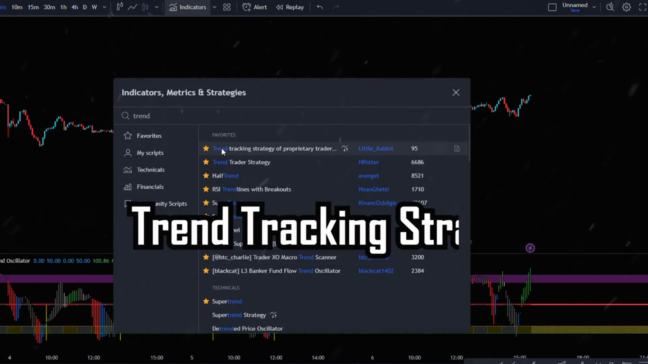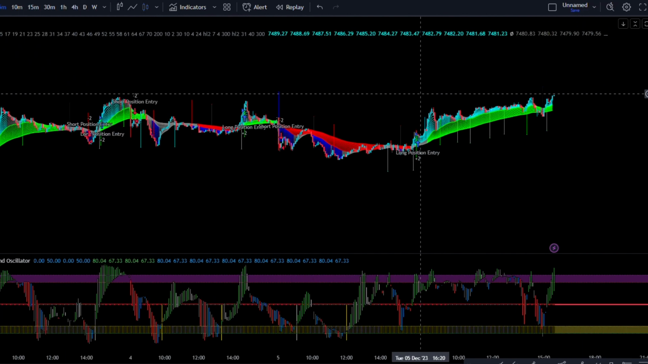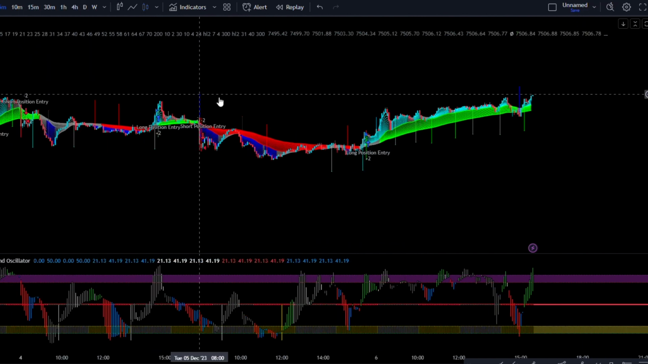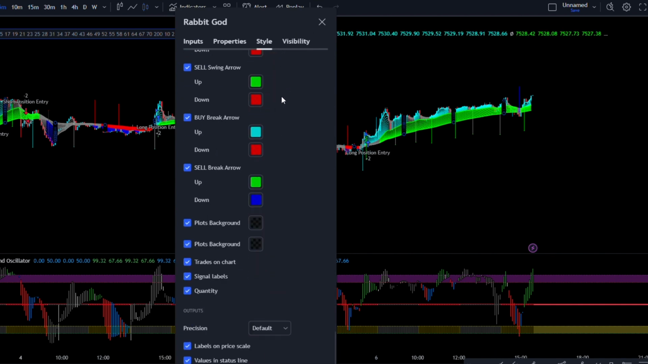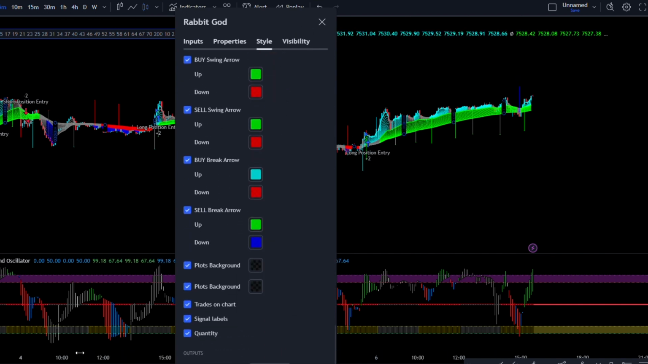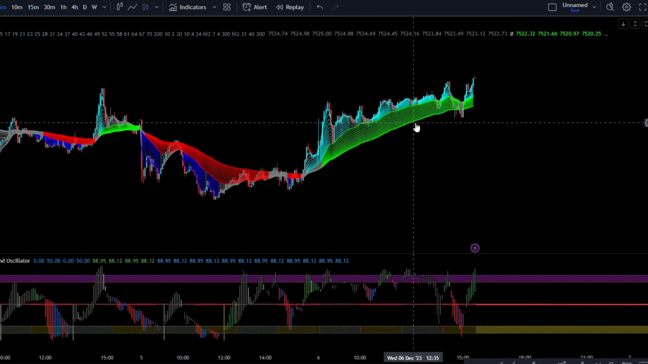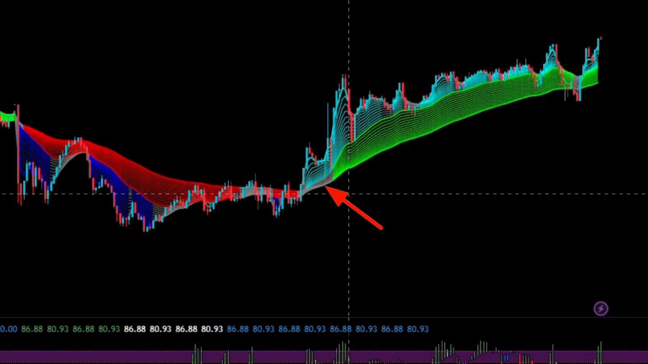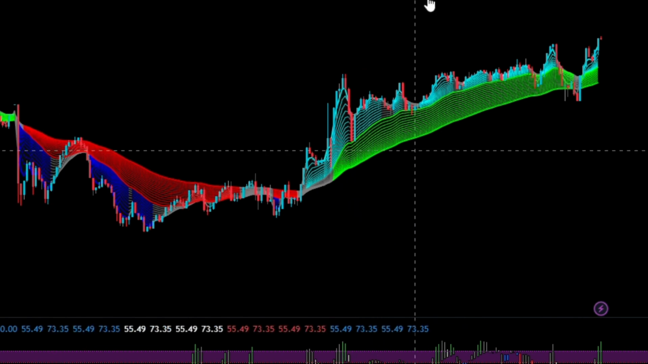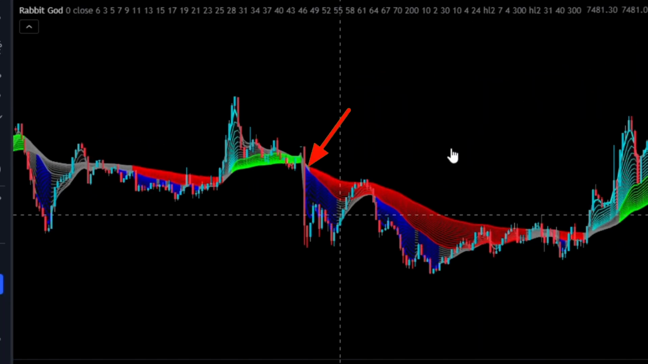Now let's go and get the second indicator, and for the second indicator we're going to need the trend tracking strategy by Little Rabbit. Once loaded, we need to make some adjustments in the settings again, so double click, then head on over to style and uncheck trades on chart, as well as all the sell and buy break arrows. Now for this strategy, this is going to be used for our entry signal. Every time we see it go from grey to green, that's a new valid signal to go long, and when we see it go from grey to red, that's a new valid signal to go short.